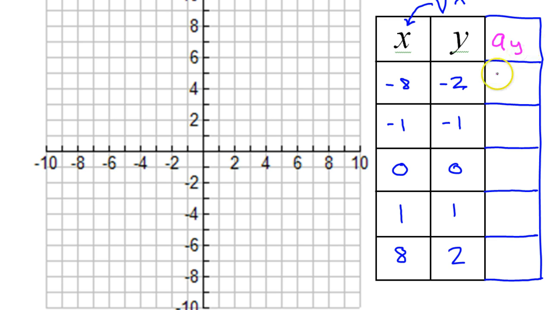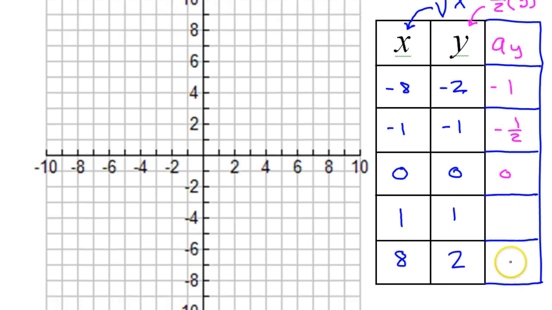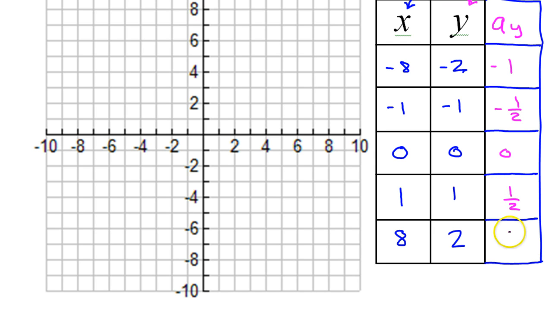Alright, so this will be our a times y column. And in this column, we will take this a value of 1/2 and we will multiply times all the y values. Okay, so we're going to take half of each of these things. So half of -2 is -1. Alright, half of -1 is -1/2. Half of 0 is 0. Okay, and then we've got 1/2 and 1. Alright, notice we do not need a calculator for this at all. Alright, once we have the third column, we can forget about the middle column.